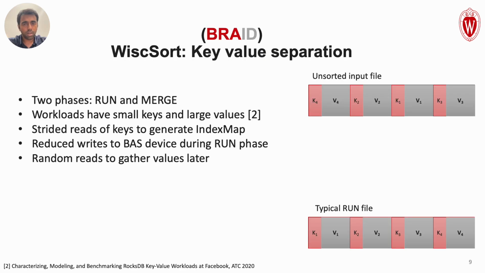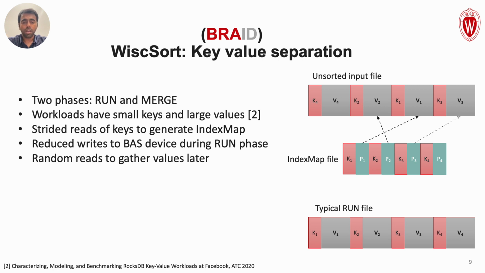Just like external merge sort, WizSort has 2 phases, a run phase and a merge phase. During the run phase, we perform a strided gather of all the keys into the memory and maintain pointers that point to the value offsets of the unsorted input file on the BAS device. This will allow us to pack more keys into the DRAM because the pointer sizes are much smaller than the values themselves.